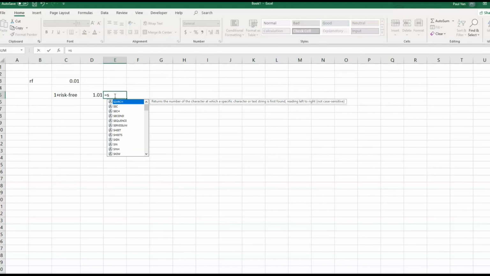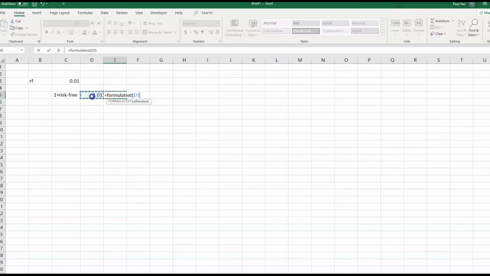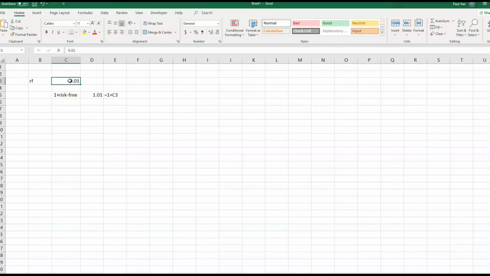So this is show formula. Okay, we are going to show the formula. The formula is 1 plus C3. Okay, it's also true we define other variables. The easy way to define is we call this cell RF. Then it's not 1 plus C3, it's 1 plus RF.